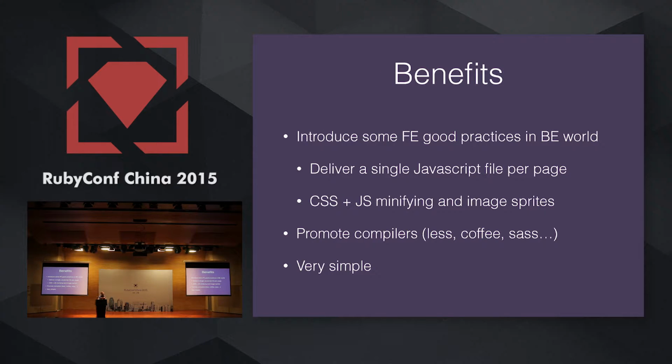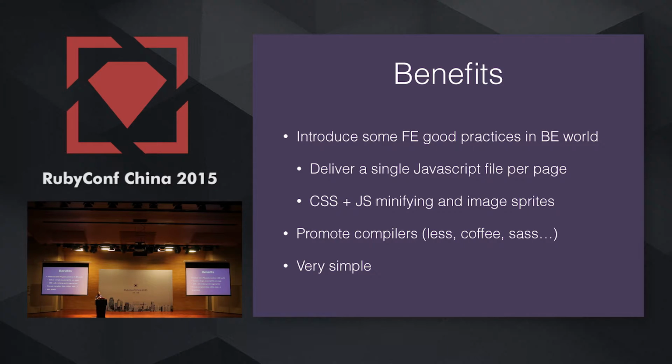So the benefits of Rails Asset Pipeline: it introduced some good practices to Rails developers. Rails developers are mostly backend and full stack developers. But full stack developer means a backend developer that's trying to do some front-end. So the most important benefits are, one, delivering a single JavaScript and CSS file per page, while keeping the structured sources. It reduces the number of server connections, which is really important.